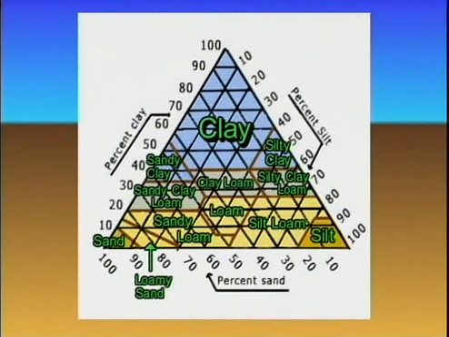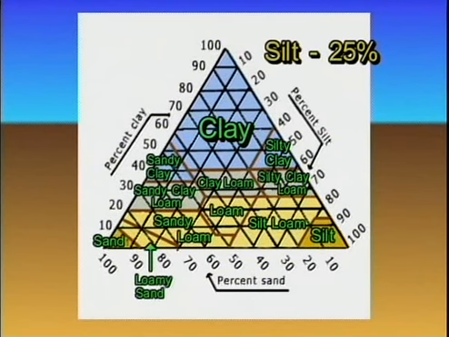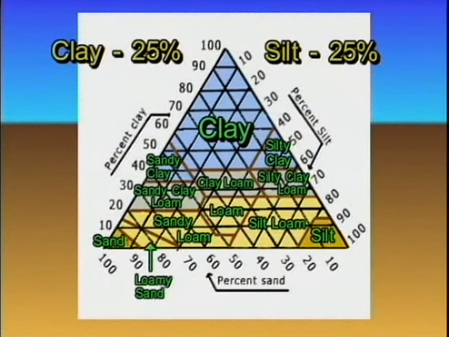So once we know any two of the three percentages for the soil separates, sand, silt, or clay, we are then able to go to the soil textural triangle and determine the textural class name for the soil. Let's take an example here. Let's say that we did a soil textural analysis in the lab, and in that textural analysis we found a soil that had a silt percentage of 25 and a clay percentage of 25%.